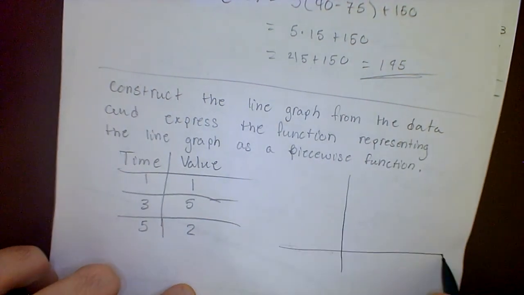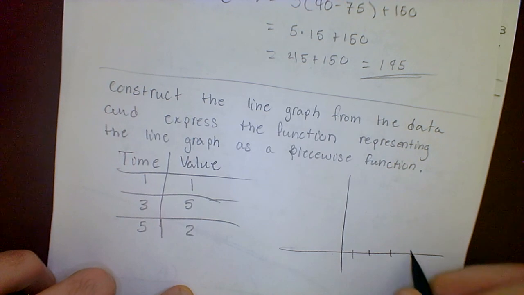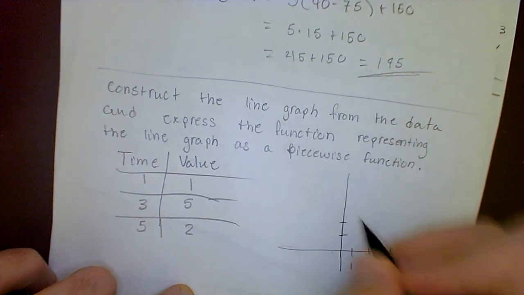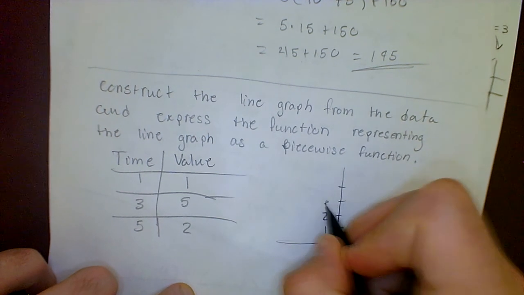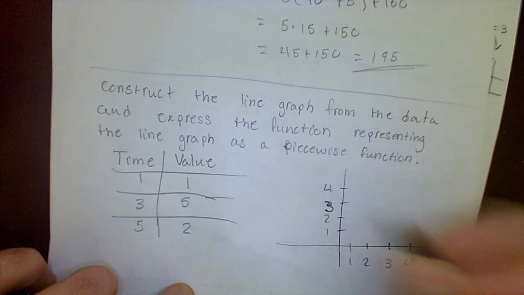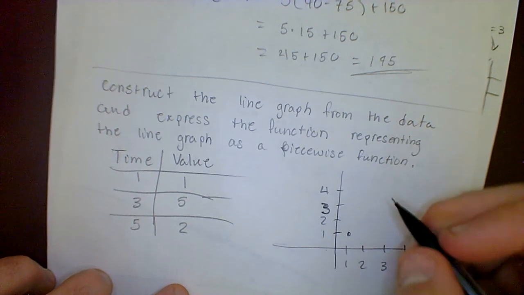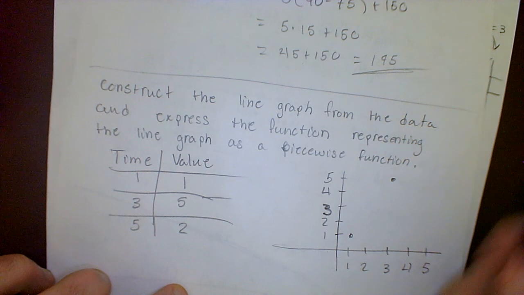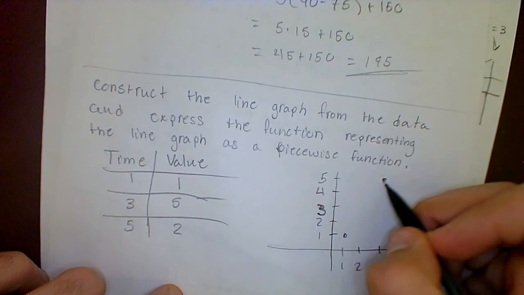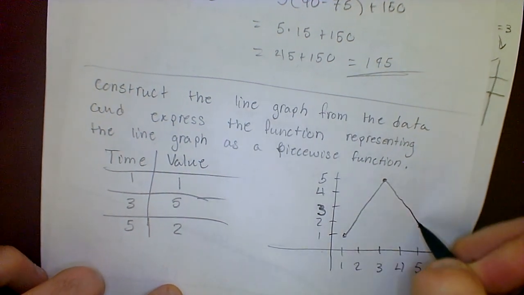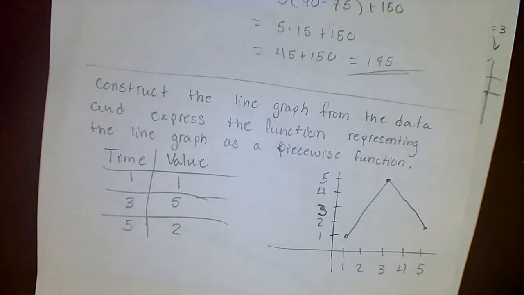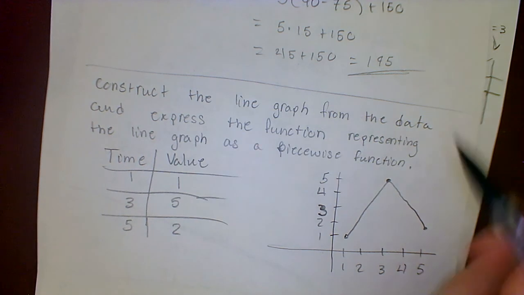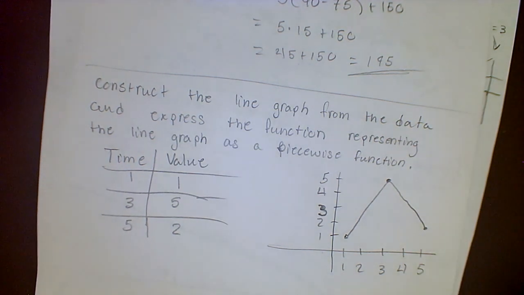I'm drawing this graph here. We got 1, 2, 3, 4, 5. So the points (1, 1), (3, 5), and (5, 2). The line graph just means the graph that connects those points. So this is a function. It passes the vertical line test, right? Doesn't pass through two points.